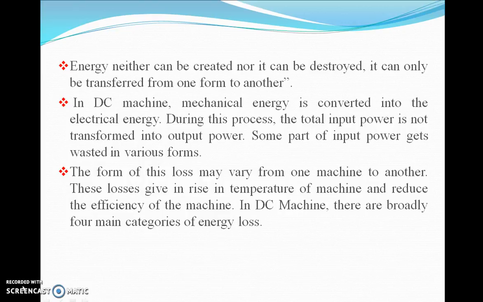Some part of the input power gets wasted in various forms. The form of this loss may vary from one machine to another. These losses give a rise in temperature of the machine and reduce its efficiency. In a DC machine, there are broadly four main categories of energy loss.